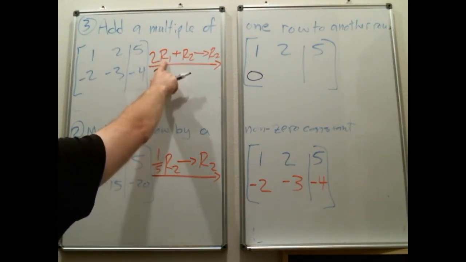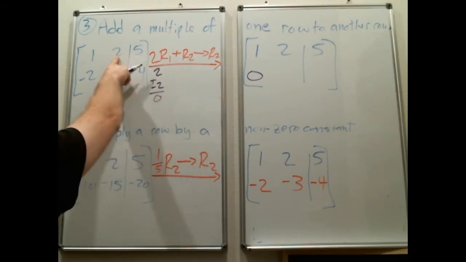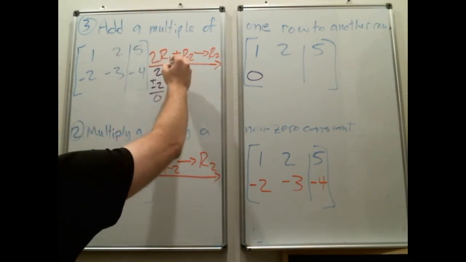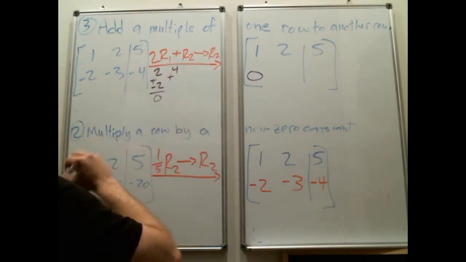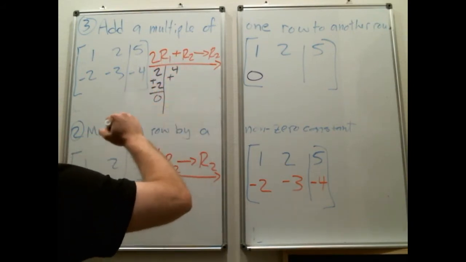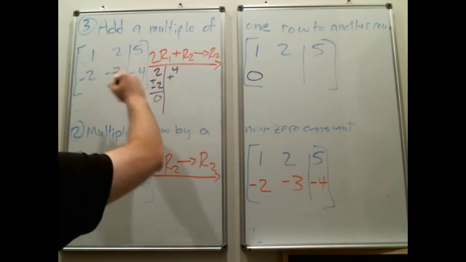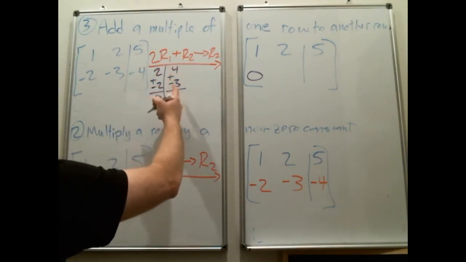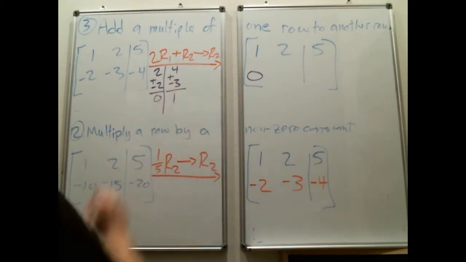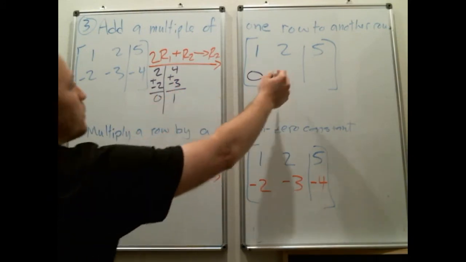2 times row 1, so 2 times 2 is 4, and then plus row 2, which is negative 3. Then 4 plus negative 3 is a 1. And that's your new row 2 entry.